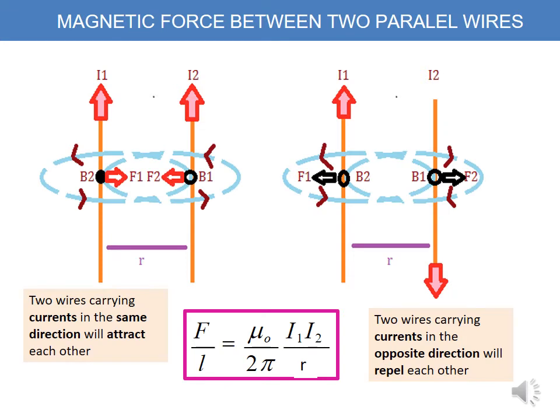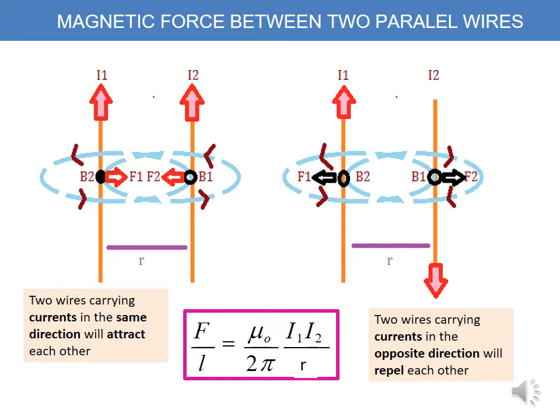If we have two wires, each carrying current I1 and I2, the first wire will create a magnetic field around its surrounding, and this magnetic field will produce a magnetic force on the second wire. The same thing happens at wire number 2. I2 will create a magnetic field at its surrounding and produce a magnetic force on the first wire. If those currents, I1 and I2, have the same direction, those wires will attract each other. If they have opposite directions of current, they will repel each other.